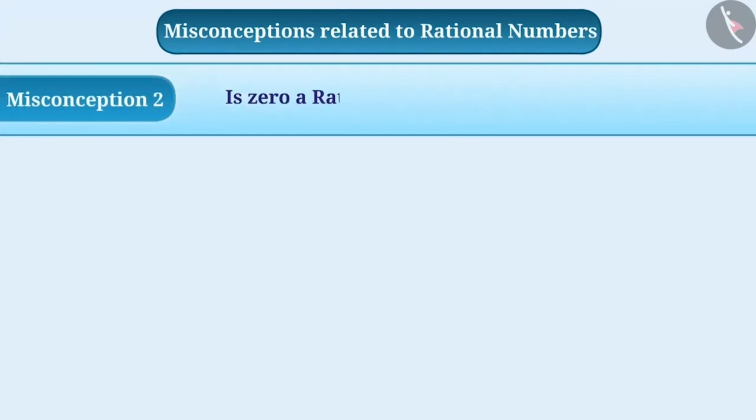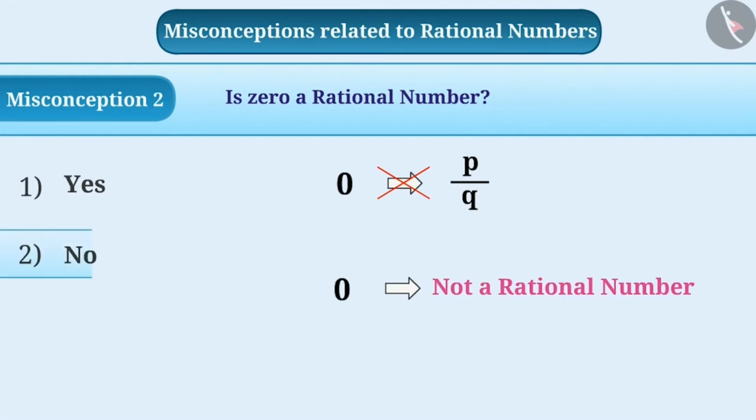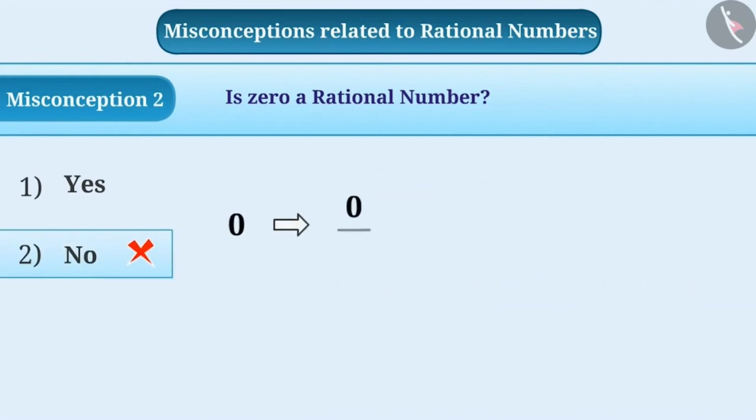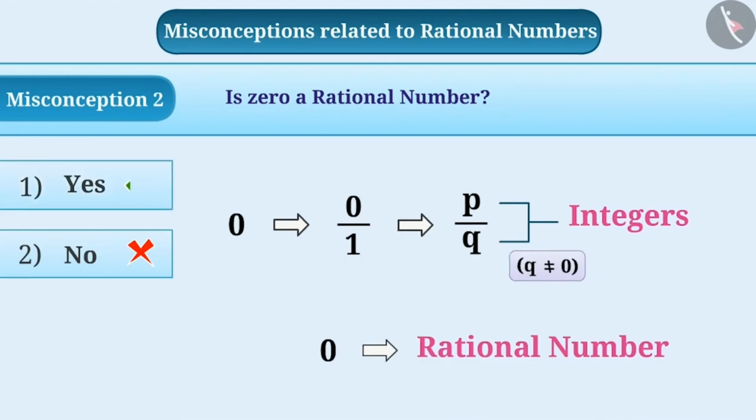Misconception 2. Is 0 a rational number? Some students think that 0 cannot be represented as p by q. Therefore, they do not consider 0 as a rational number. With this understanding, the incorrect answer, option 2, is chosen. We can write 0 as 0 by 1. By doing so, it is represented as p by q, where p and q both are integers and q is not equal to 0. Thus, 0 is also a rational number.